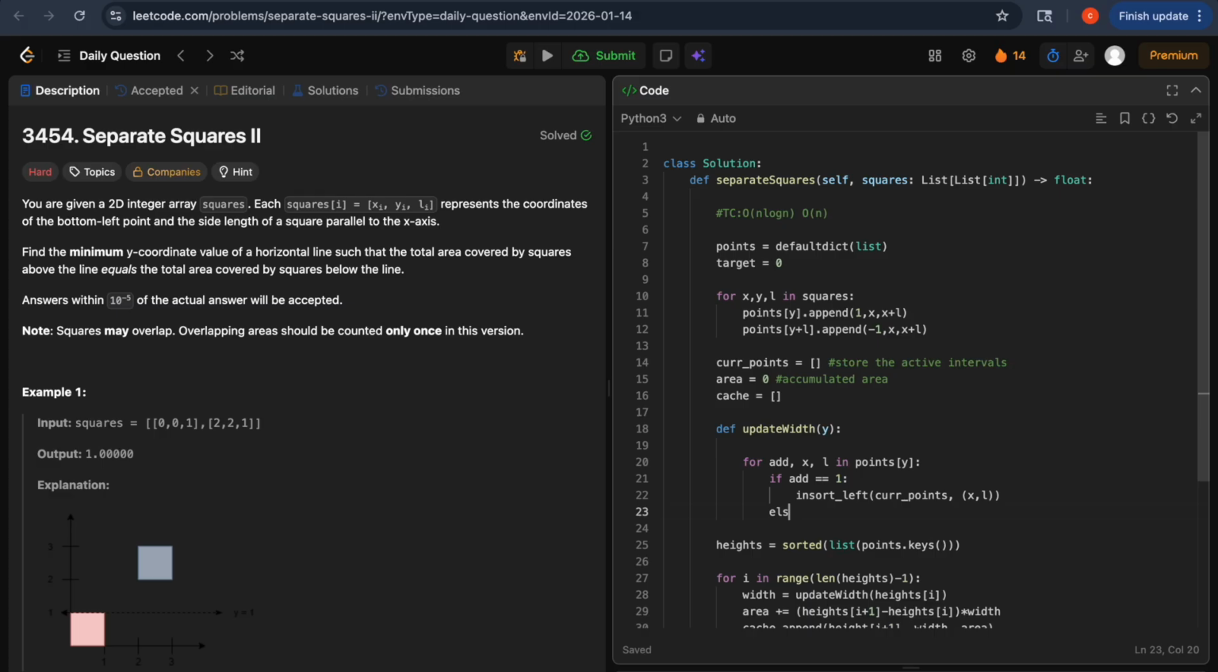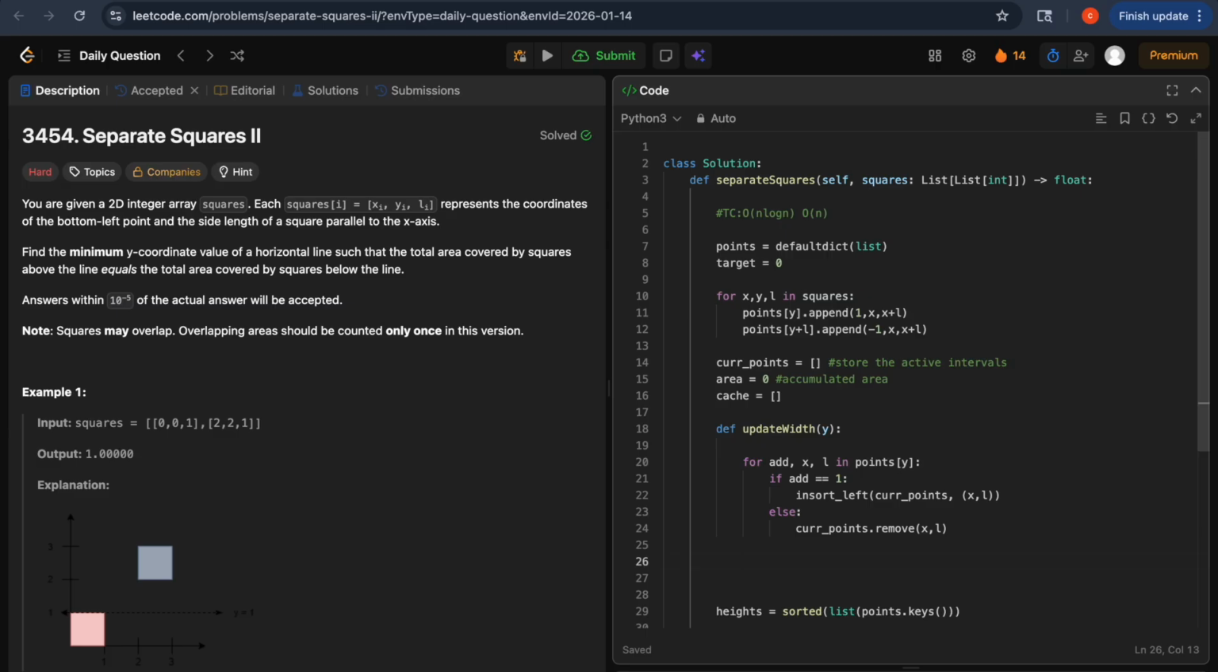And else, which means you will have add as -1. So in that case you have to remove it, right? So remove, this will be x comma L, right? And yeah, so now you are done with the current points, which have the available active intervals. So now you have to find the overlapping intervals, and then subtract it, then find the total width, right?